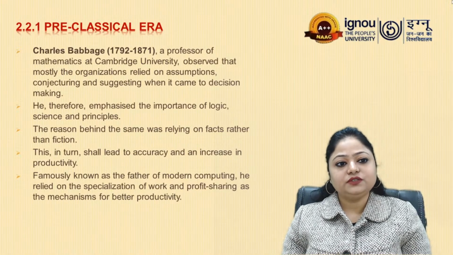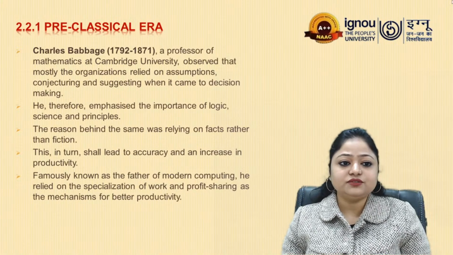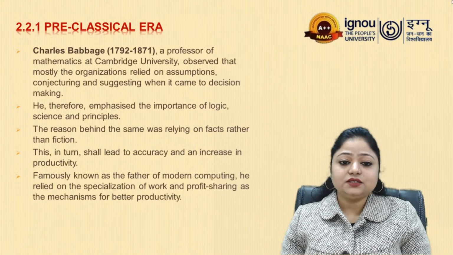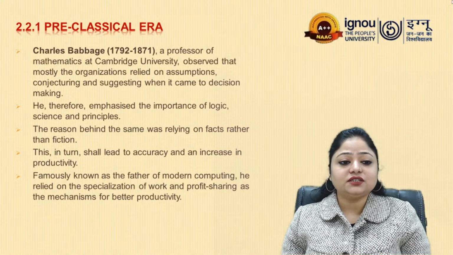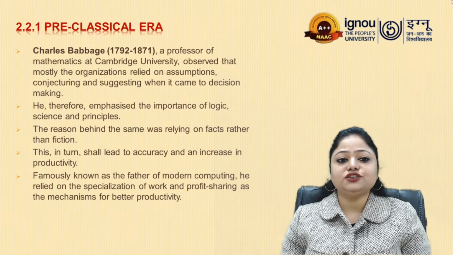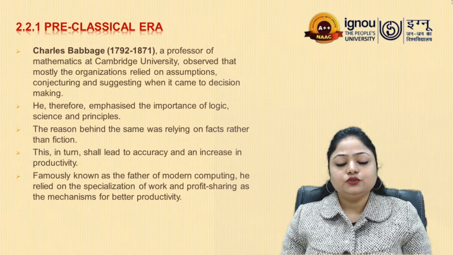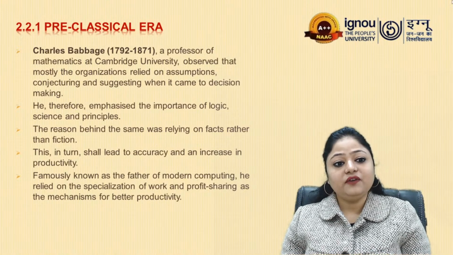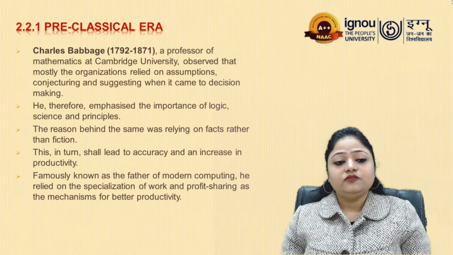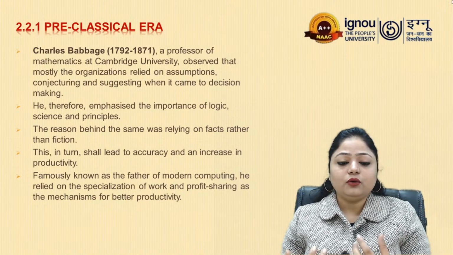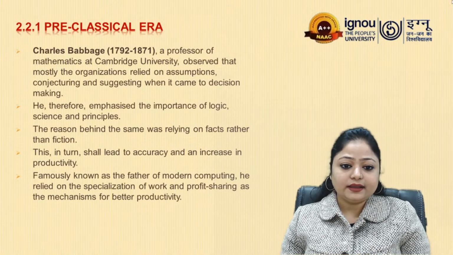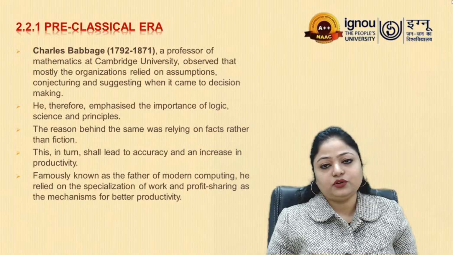Cambridge University and observed that mostly the organization relied on assumptions, conjecturing and suggesting when it comes to decision making. So he therefore emphasized the importance of logic and rational thinking and an application of science and basic principles to the field of organization and management. The reason behind the same was relying on facts rather than acting on fiction or just on own whims and fancies. This in turn shall lead to accuracy and an increase in productivity.